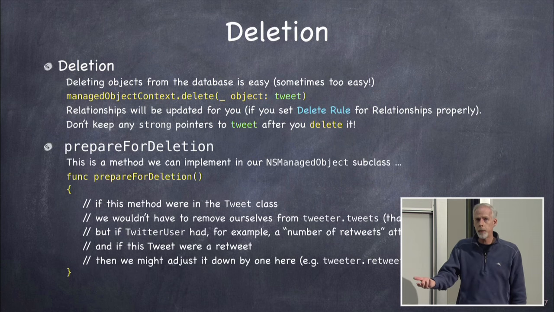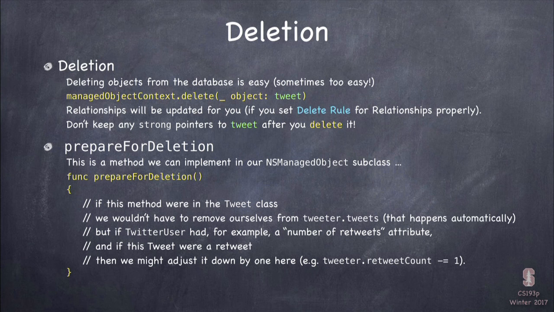Now, when things get deleted from the database, they get sent this message first: prepareForDeletion. Okay? And this is a really good method. Again, in here, you don't have to do anything to worry about the other pointers pointing to you. That's all fixed by the delete rule. But what if you had another field in your database? Back to the retweetCount example again. Let's say I had an int somewhere in Twitter user which counted the number of retweets that this Twitter user had done. And so if I was deleting a tweet and it happened to be a retweet, then I need to set that to be -1. And here's a perfect place to do it.